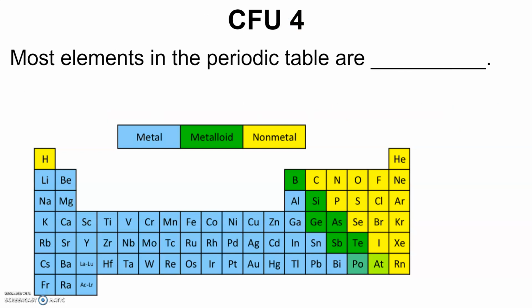Okay, finally, most elements in the periodic table are what type of element? Metal, nonmetal, or semi-metal? Okay, the answer to that is metals. Most elements are metals. All right, so with that being said, now we're going to talk about properties.